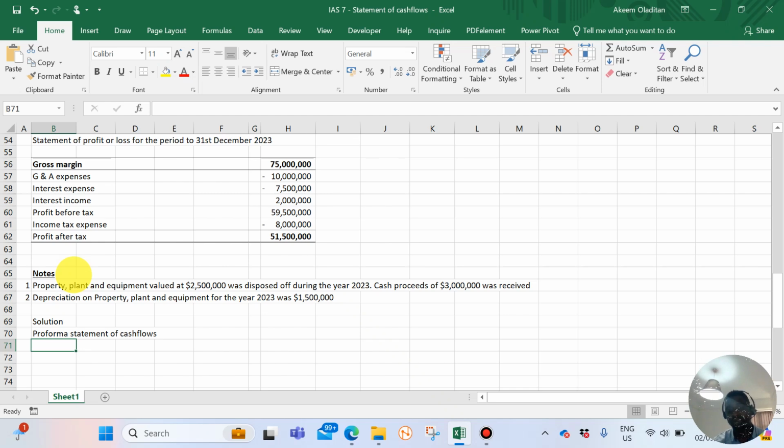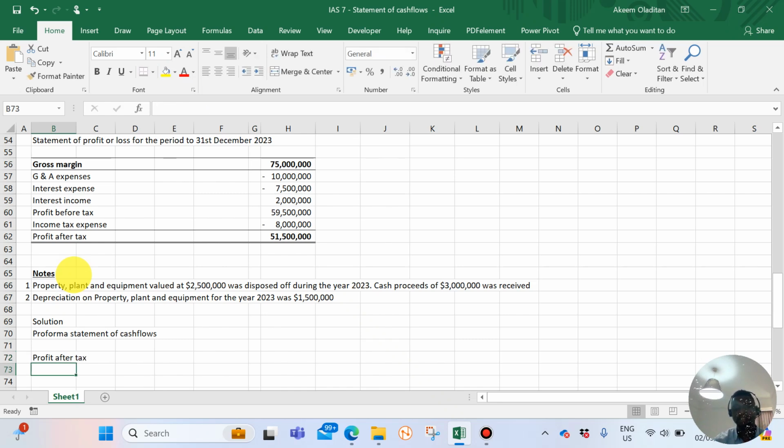I'm using the indirect method, don't forget, I'm not using the direct method. So I will start from profits after tax. There's a reason why I'm doing that, so that I can capture all the processes from A to Z. Profit after tax.